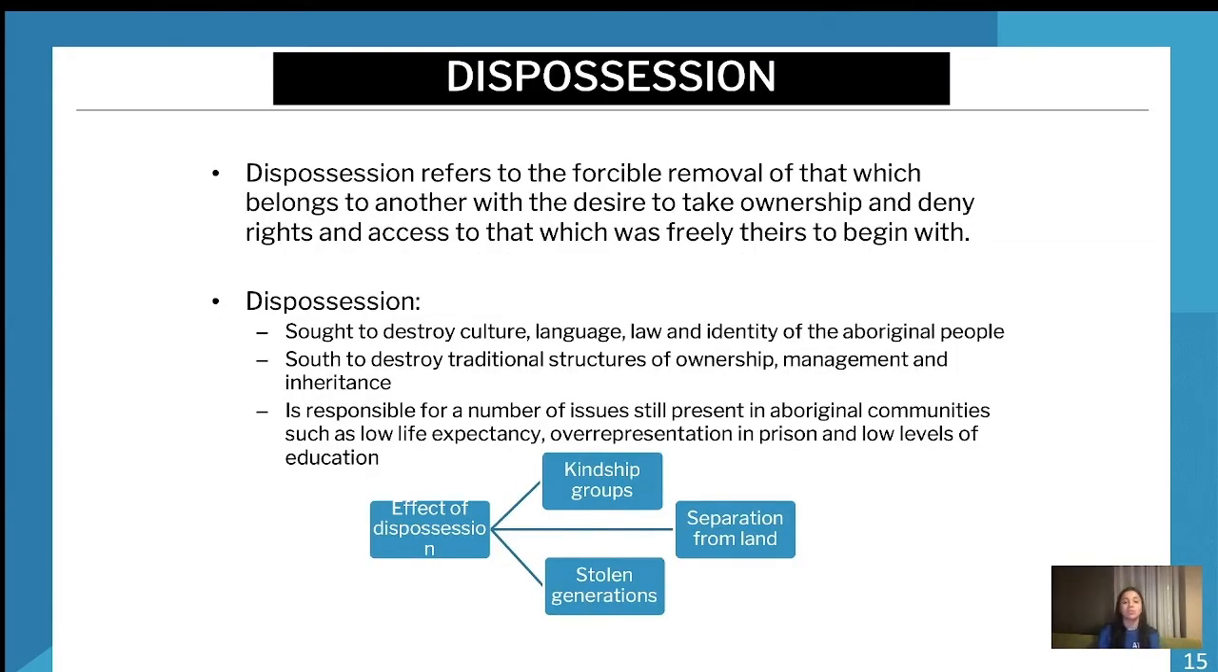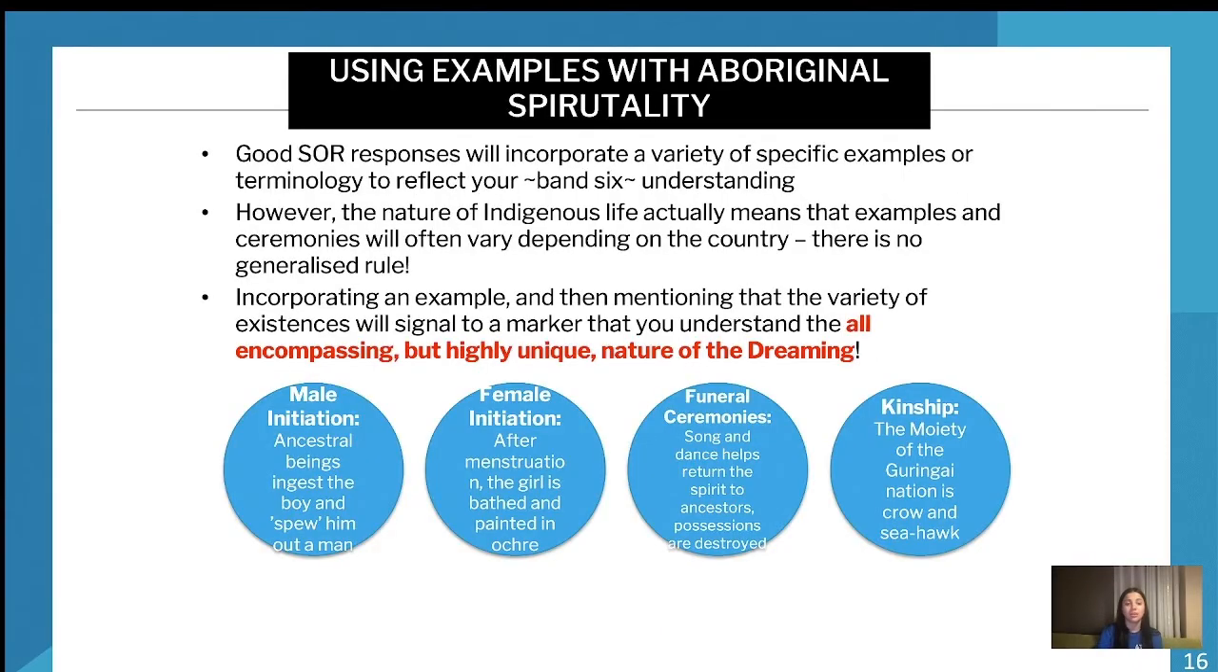So dispossession refers to the forcible removal of that which belongs to another with a desire to take ownership and deny rights and access to that which was freely theirs to begin with. That's just the general definition of dispossession. Dispossession sought to destroy culture, language, law, and identity of the Aboriginal people. It also sought to destroy traditional structures of ownership, management, and inheritance, and it's responsible for a number of issues still present in Aboriginal communities, such as low life expectancy, overrepresentation in prison, and low levels of education. And that's all stemming from dispossession. So we're going to look at kinship group, separation of land, and stolen generations.